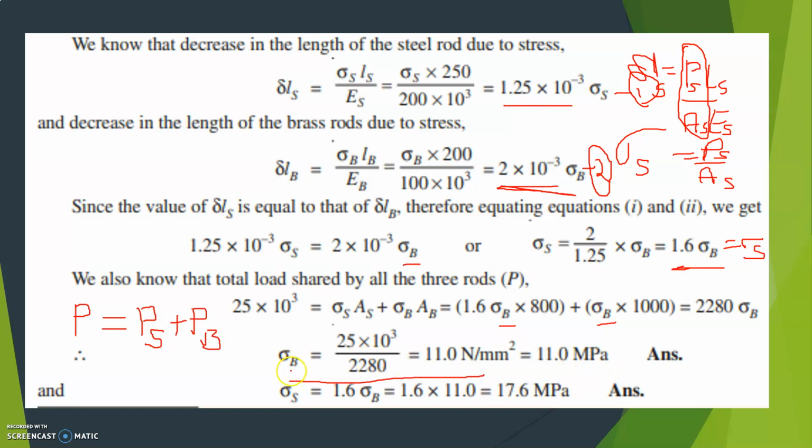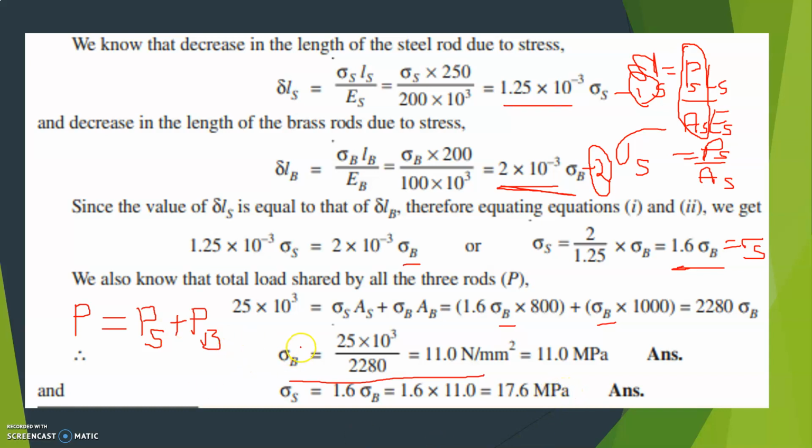Okay, you know now sigma B. How can you calculate sigma S? You know the relationship between stress in the steel and brass, that is sigma S is equal to 1.6 times sigma B. So substitute that sigma B value in this equation. So what will you get? 1.6 into 11, right? So that is equal to 17.6 Newton per millimeter square, or megapascal.